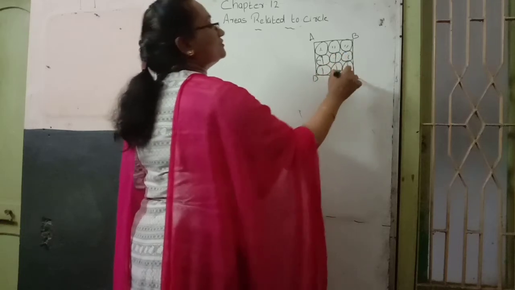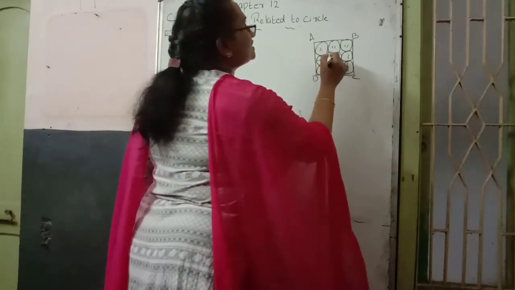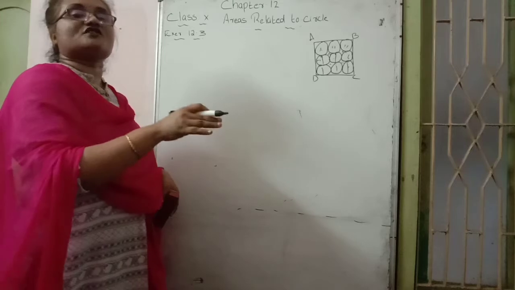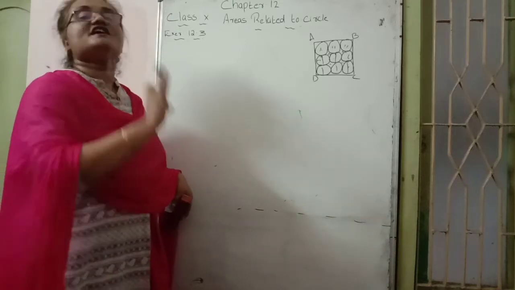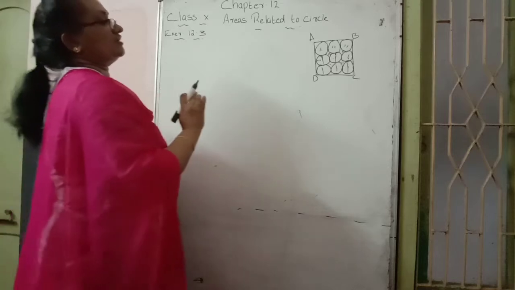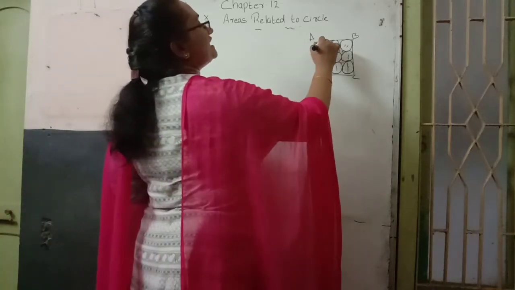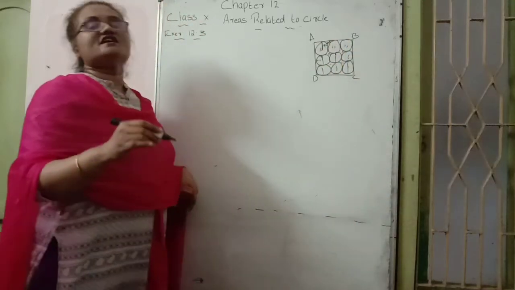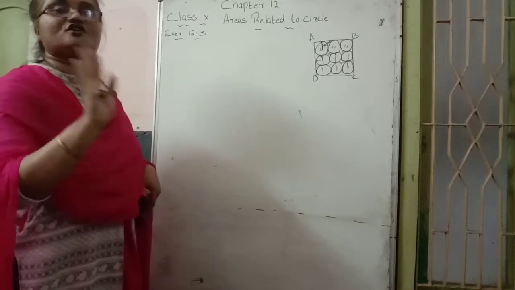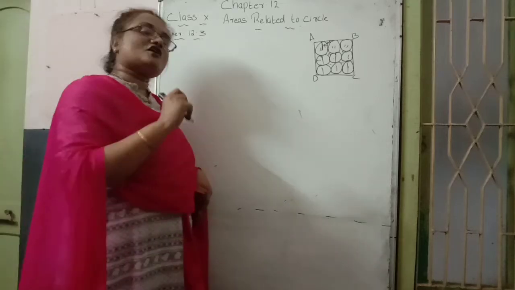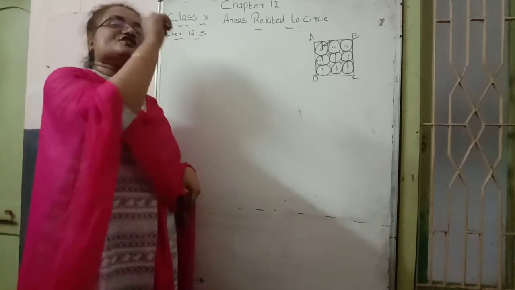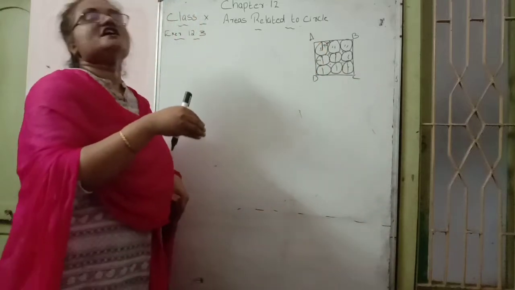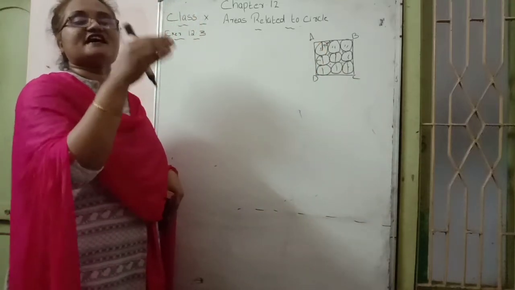What they ask is to find out this remaining part's area, leaving the circular parts. Without the circular part area, they ask to find the remaining portion area. One more piece of information they gave: the radius of the circular part is 7 centimeter. The side of the square is not given. How to find out the remaining portion area? Area of this square is subtracted with the area of how many circular parts are there? 9 circles. Area of 9 circles.